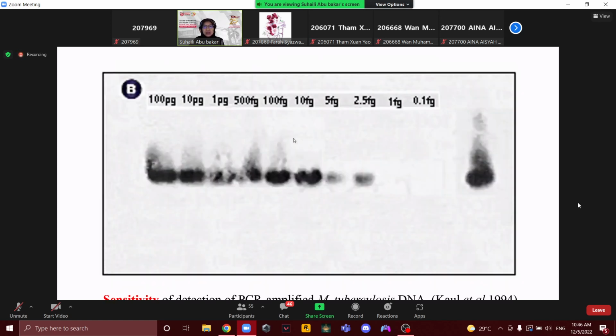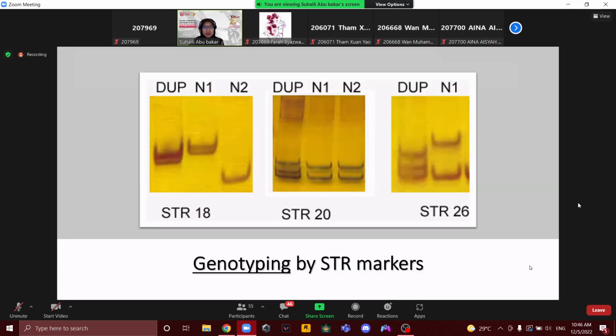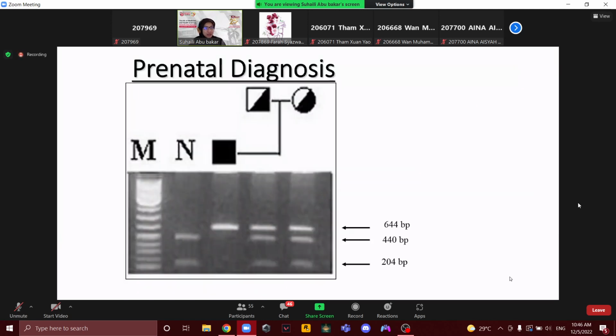See, the inverse image. Okay. Short tandem repeat. Short tandem repeat 18, short tandem repeat 20. Okay. Prenatal diagnosis. Okay, what is this?